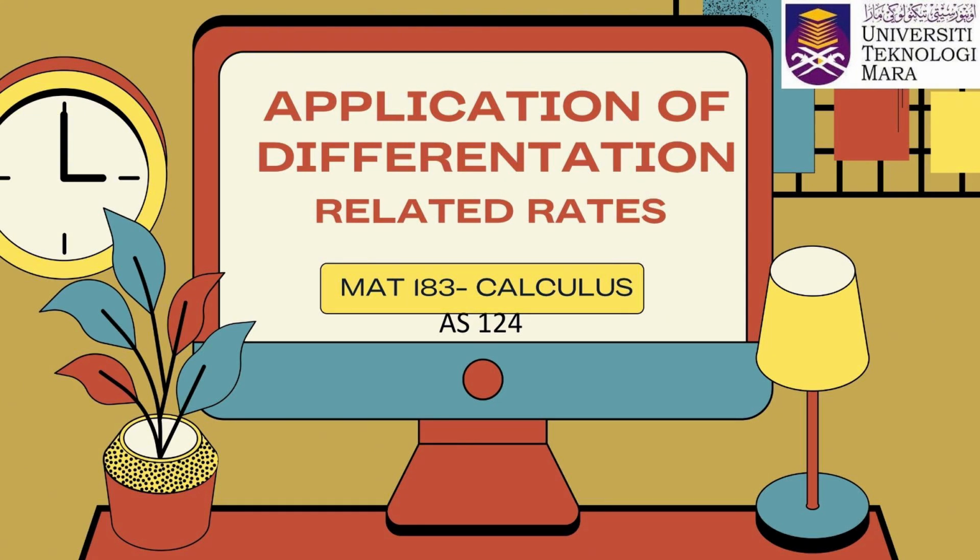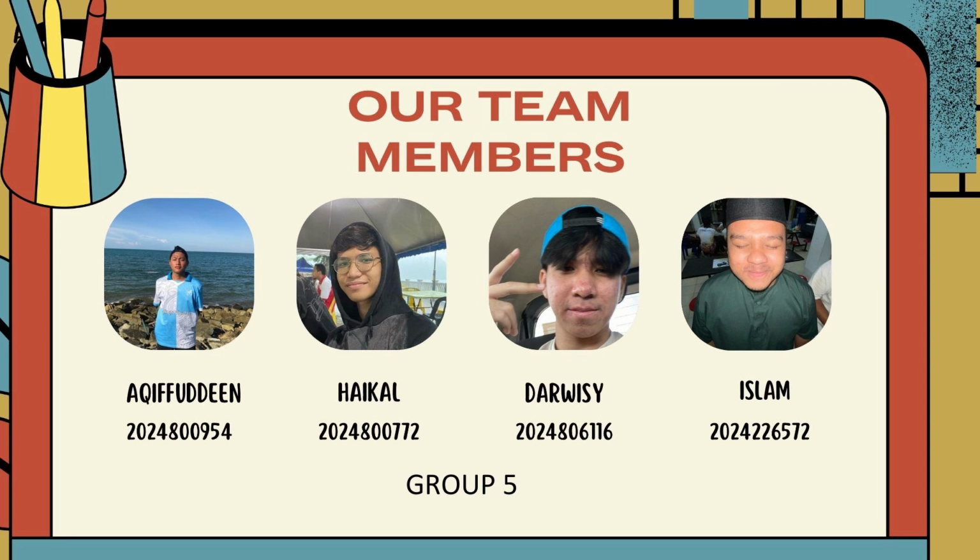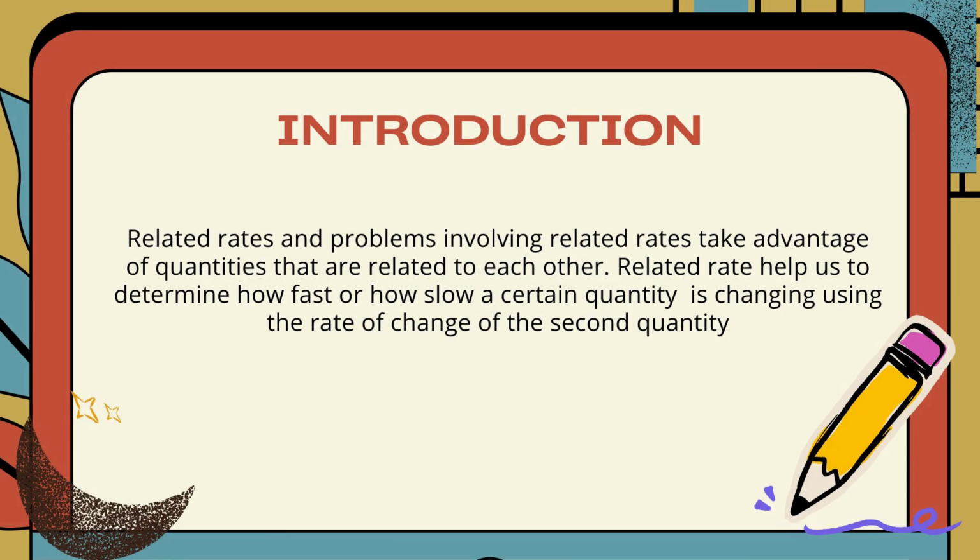It seems the presentation is being created by a team, as there is our team member section. First, we have Akifuddin, then Haikal, then myself, Darwish, and then another one person is Islam, and then we are from group 5. Let's take a closer look at this presentation slide on related rates.